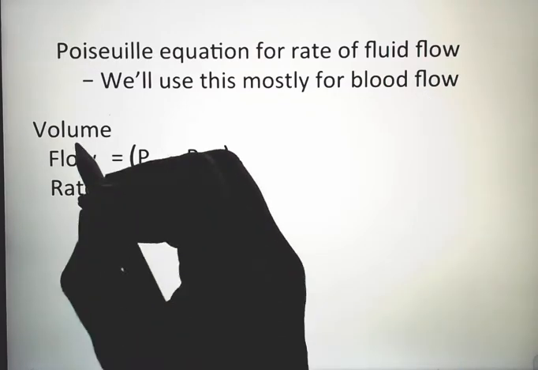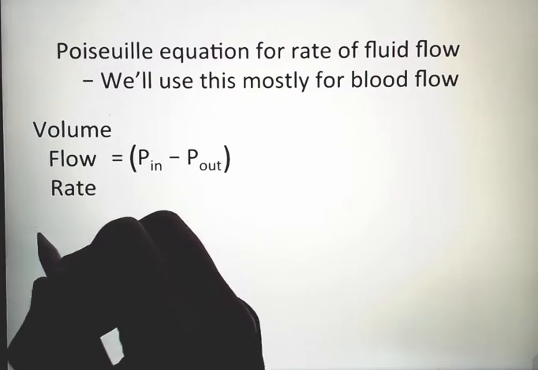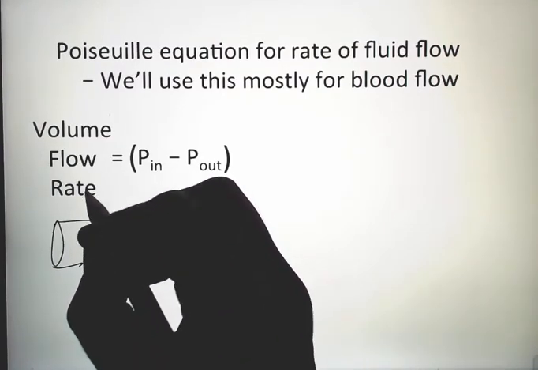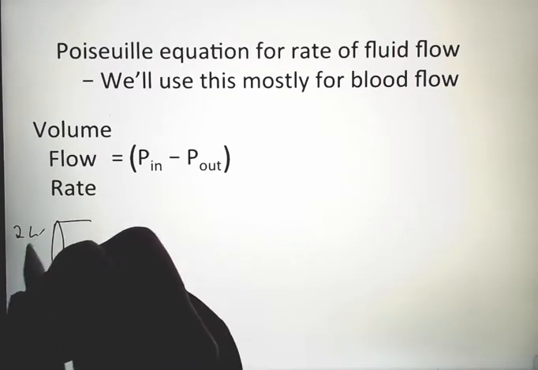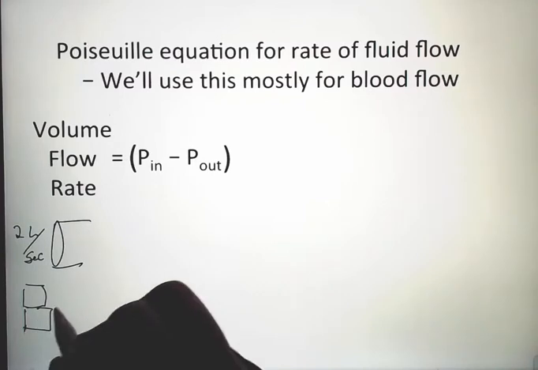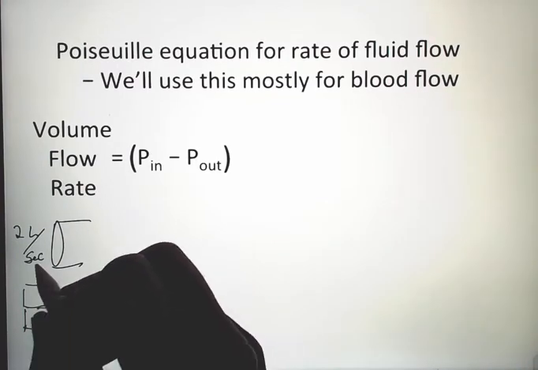The first term we need to understand is volume flow rate. That's the volume of fluid that's going to enter our tube per unit time, per second. So let's say 2 liters per second. In other words, 2 liters of fluid is entering the tube in a second.